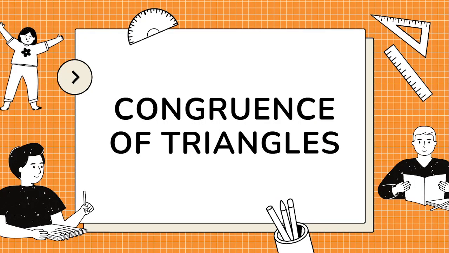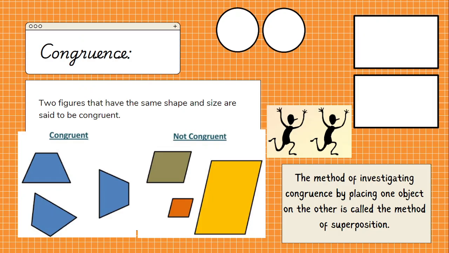In today's class, we are going to study congruence of triangles. Now, first of all, what do you mean by congruence? And then only we'll move to congruence of triangles. So here, congruence means what? When two figures have the same shape and same size, then we call them congruent.